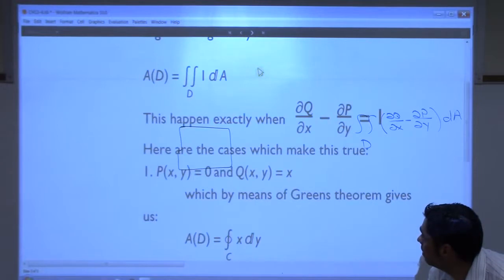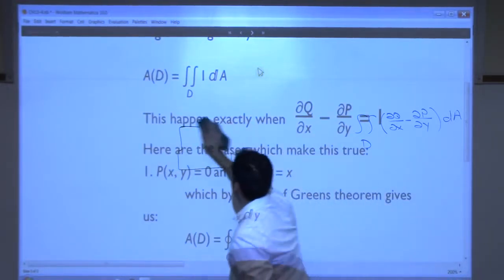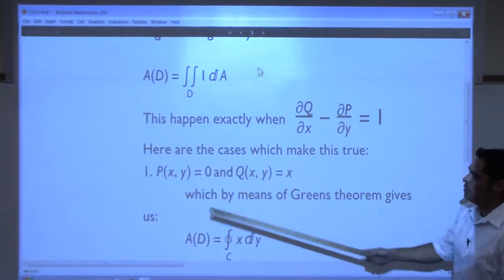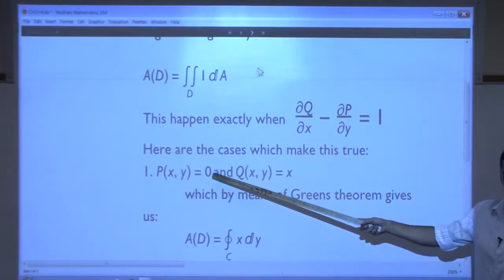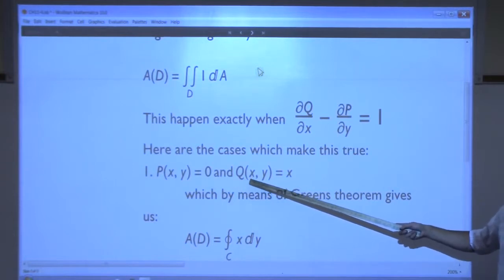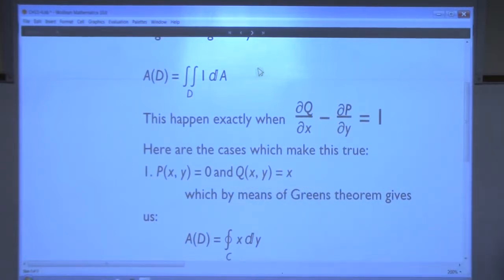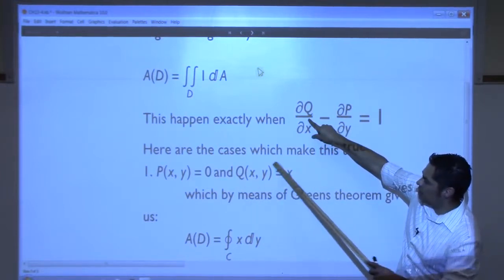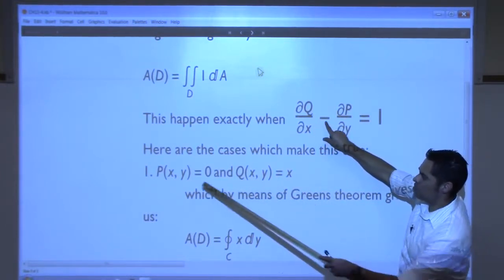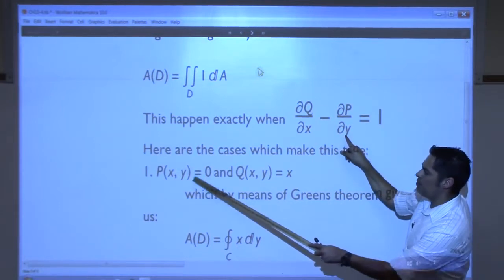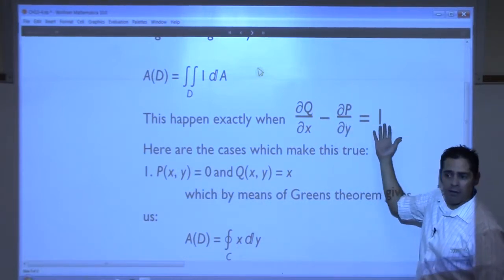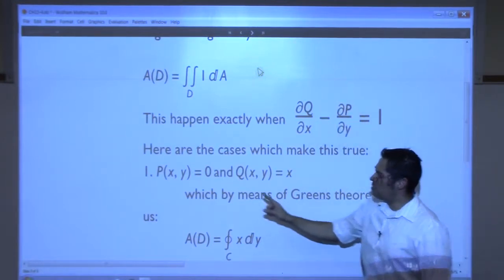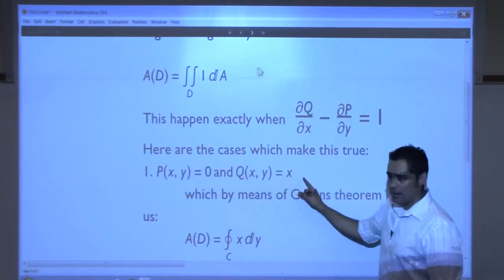Well, there's a couple of different scenarios. Let's look at this case. What if I tell you that the p function is 0 and the q function is x? Right? So what would the partial of q with respect to x be? 1 minus what's partial of p with respect to y? 0. And 1 minus 0 would be 1, right? So I could make this thing turn into a 1 if I say p is 0 and q is x.